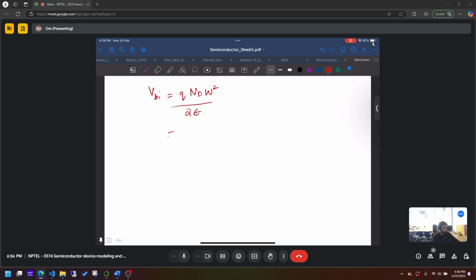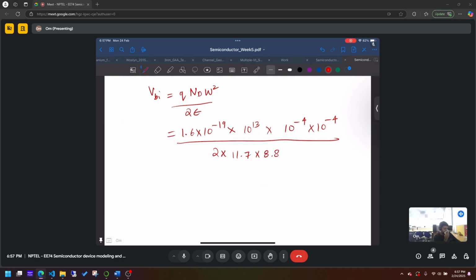Now all of this is given. Q we know is 1.6 into 10 to the power minus 19, and N D is given to be 10 to the power 13. Width is given to be 1 micrometer, so we'll use centimeters. W square upon 2 into epsilon, which is 11.7 into 8.854 into 10 to the power minus 14, in centimeter units, we'll take everything. If we solve this, we will get VBI equals 0.77 volts, which is the answer.